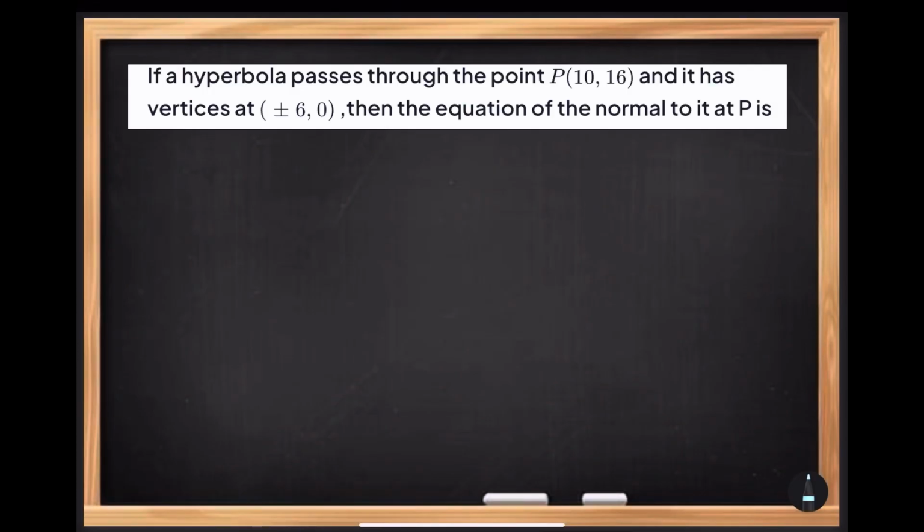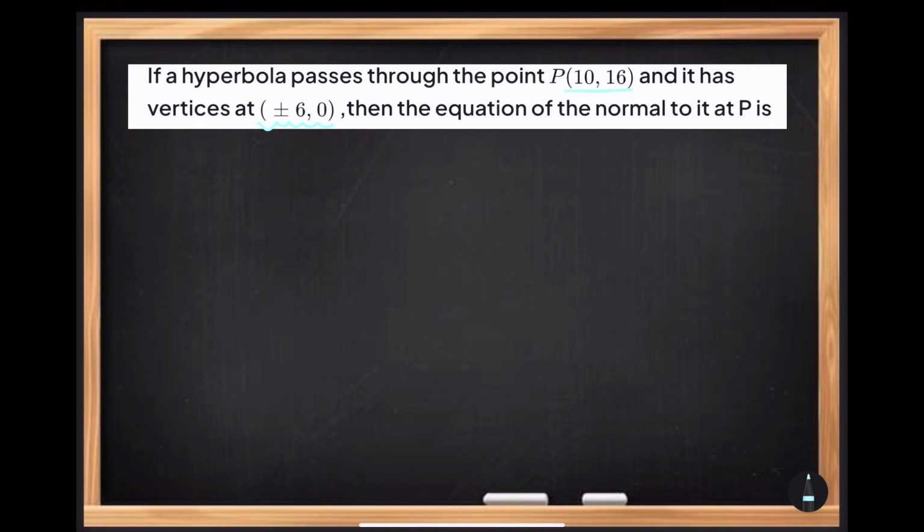Okay, so we got this situation. If a hyperbola passes through the point P and has its vertices on this, then the equation of the normal at P is? So first you have to find the equation of the hyperbola, then you can think about the normal.